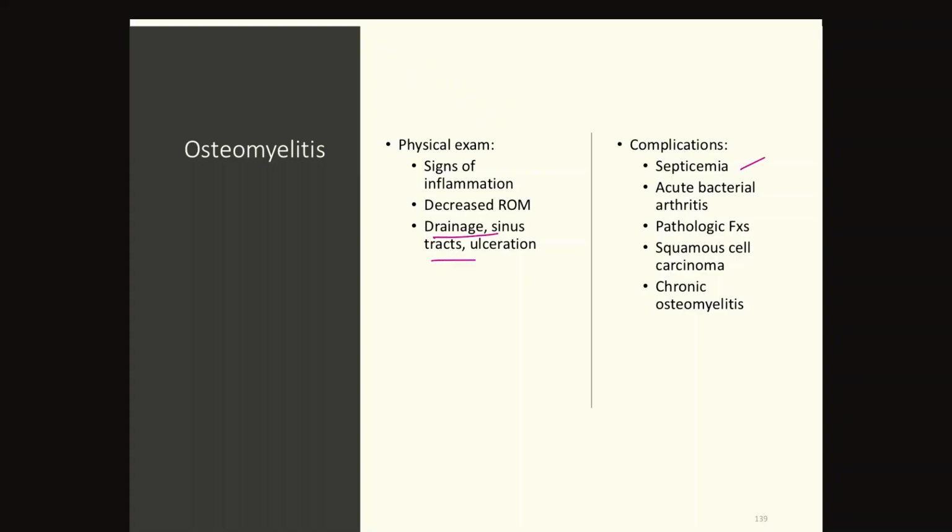Complications: septicemia, bacterial arthritis if it gets stuck in the area, septic if that bacteria gets into the bloodstream and starts to affect other areas. Pathologic fractures, so that bone is now weak. It can fracture totally because of the weak bone. Squamous cell carcinoma, and they have chronic osteomyelitis as well. Squamous cell carcinoma, obviously as that bacteria gets into the skin, can cause issues.